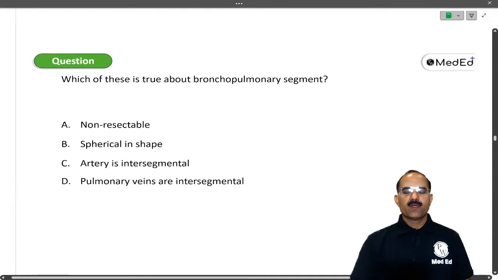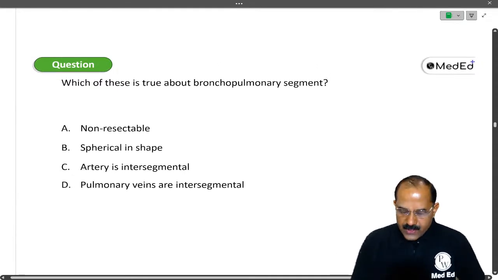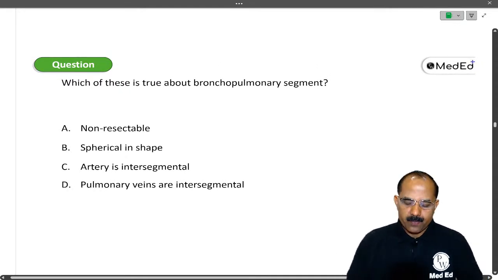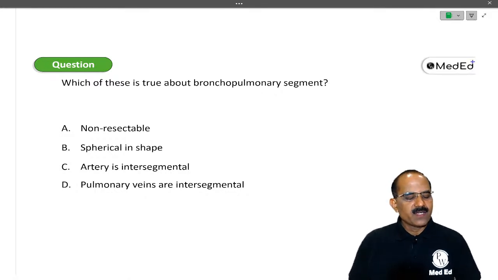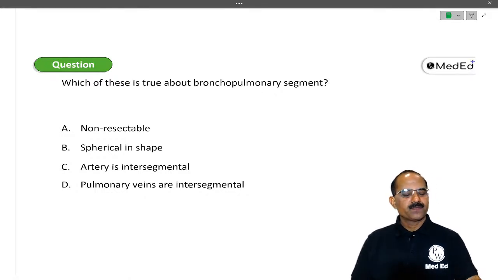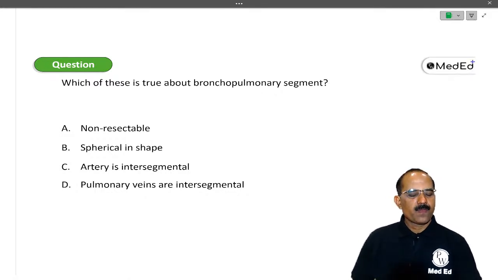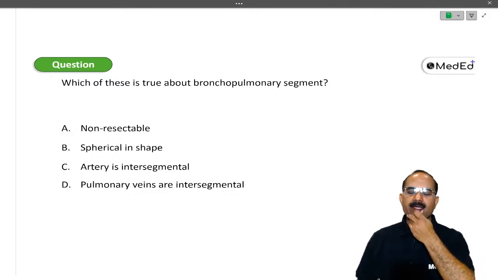Answer this. Which is true about bronchopulmonary segments? Can anyone tell me this? Bronchopulmonary segments. Answer this, bachcho. What is true about the bronchopulmonary segments?